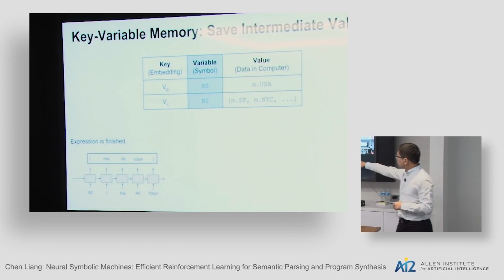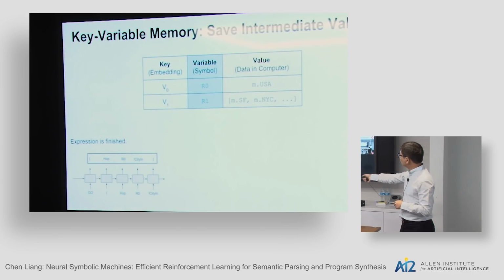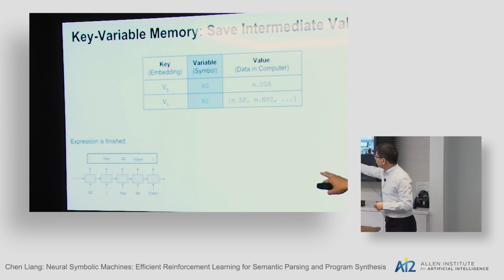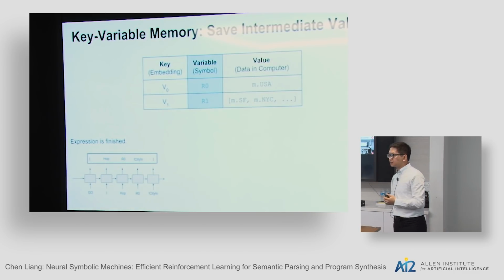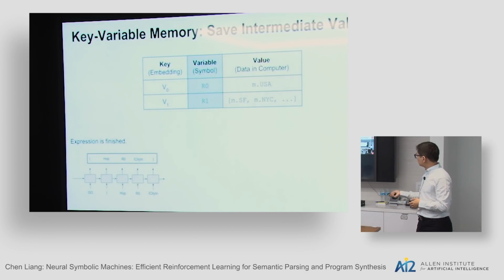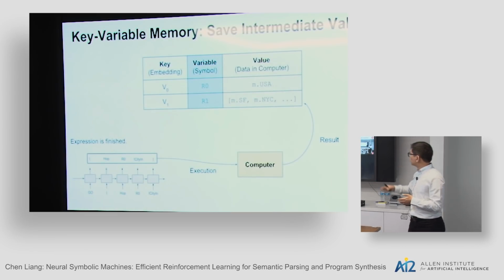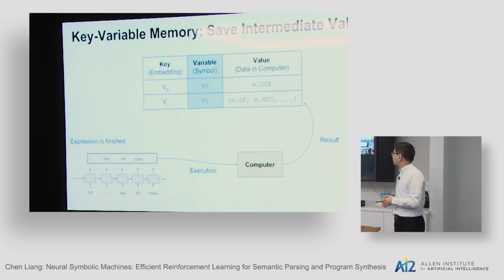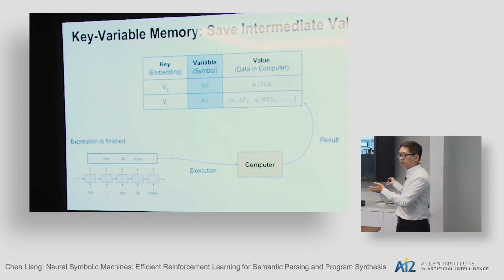So this is looking at the view of, say, a decoder. So basically, when you finished one expression, say hop from US following city, then it will first be executed on the computer, say. It could be like a Lisp interpreter. And then you will get the result, which will be a list of US cities, say San Francisco or New York. And then this will be just saved in the Lisp interpreter.